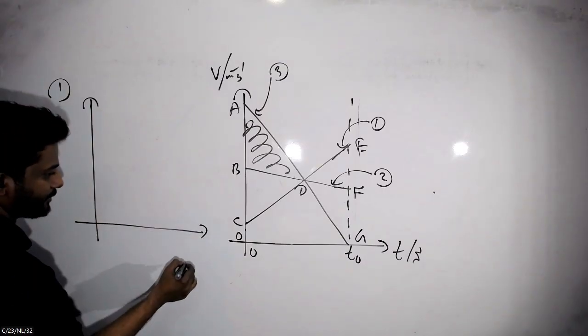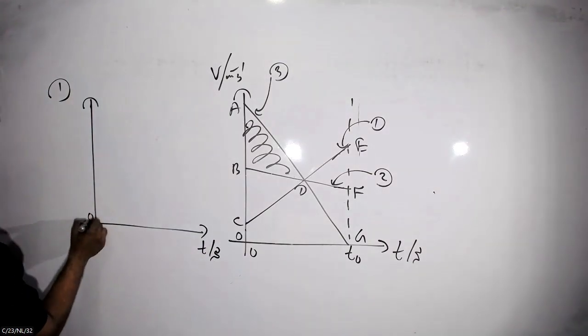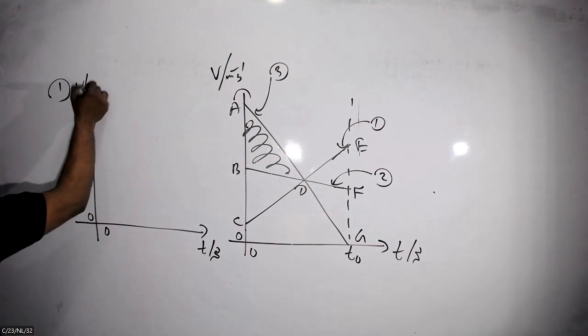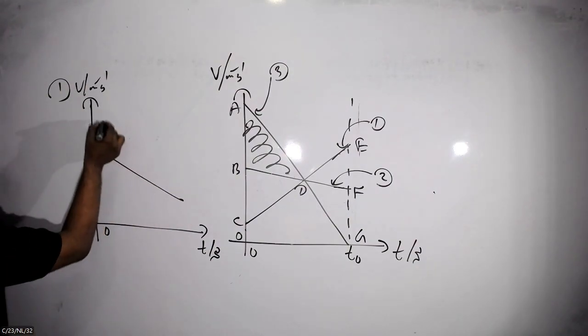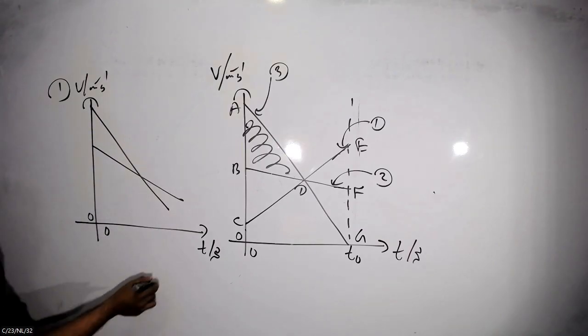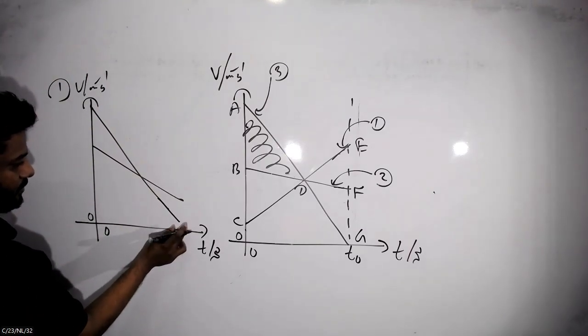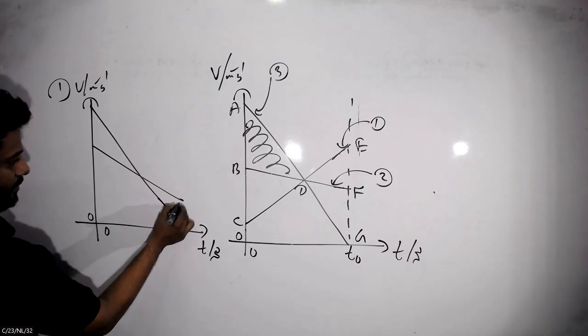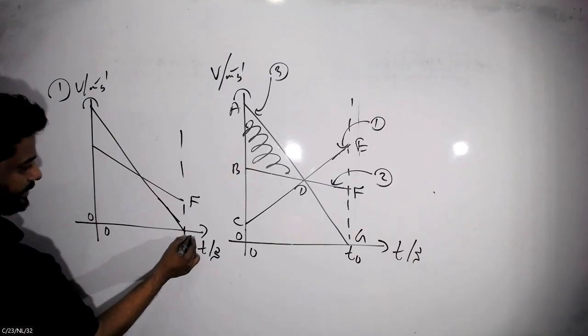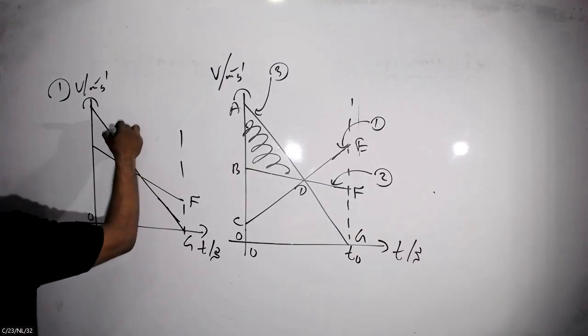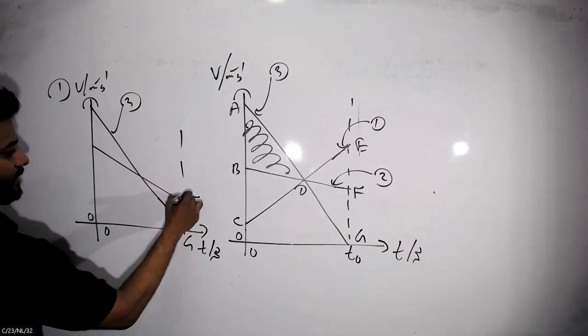These are the two curves. T equals v, velocity in meters per second. You can consider the two curves separately, right? These are the two curves. F, G, this one is the third one, this one is the second curve.